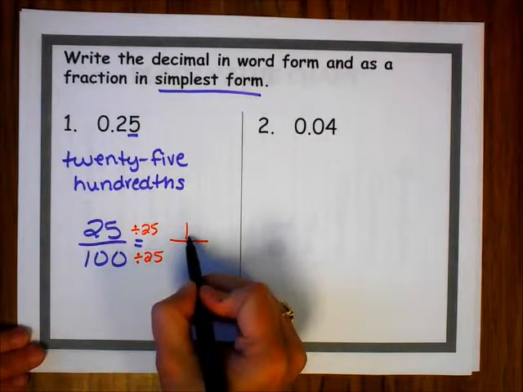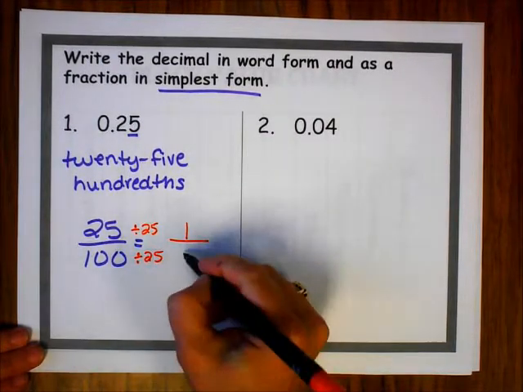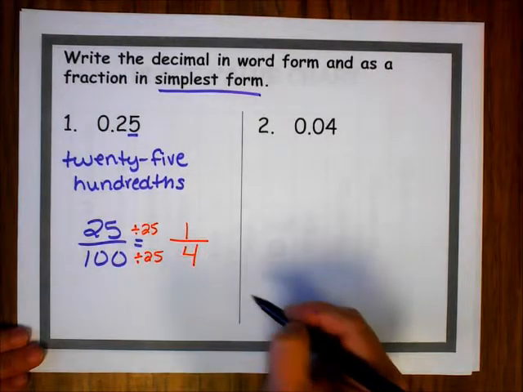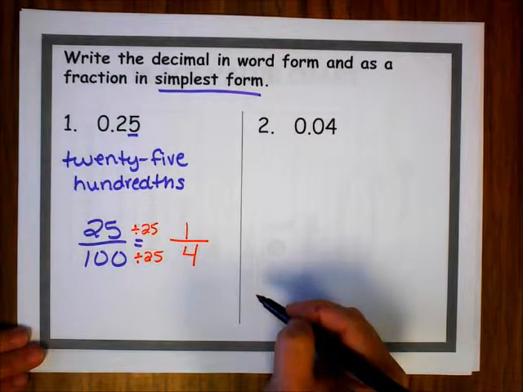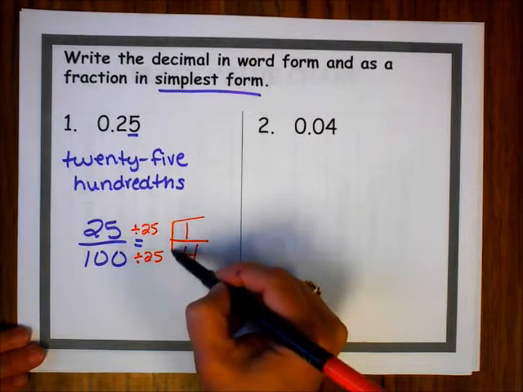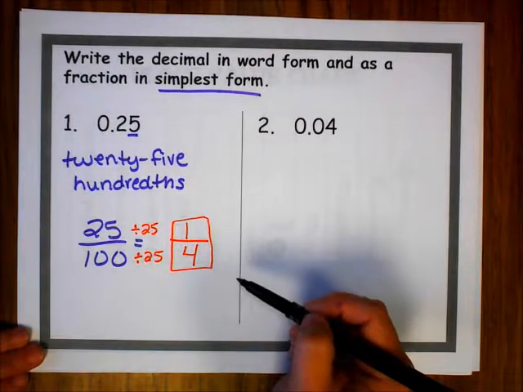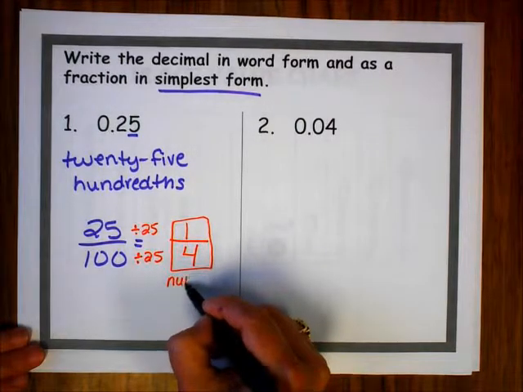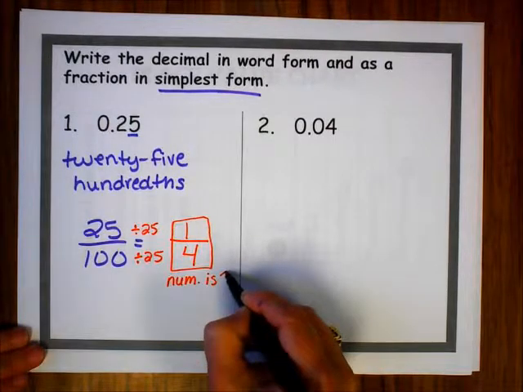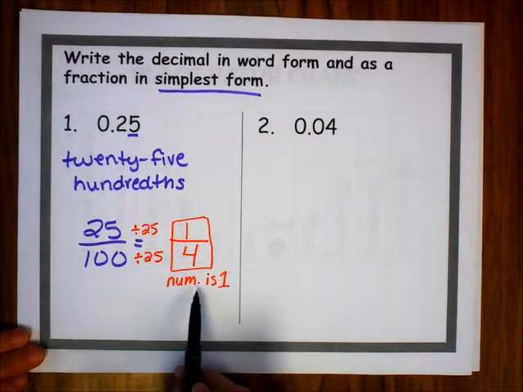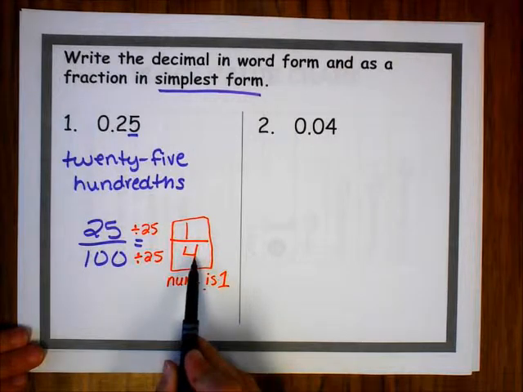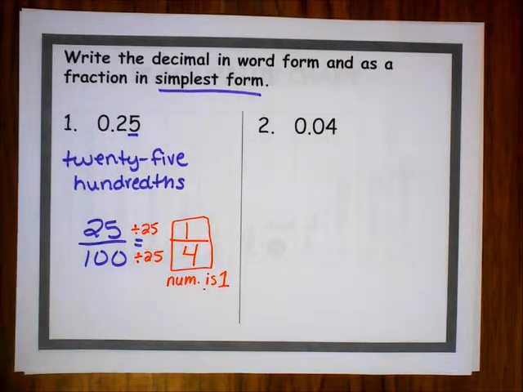25 divided by 25 is 1. 100 divided by 25 is 4. So now I have the fraction 1/4. And one reason that we know 1/4 is in simplest form is because the numerator is 1. Don't forget to check your rules so you'll know for sure that your answer is in simplest form.